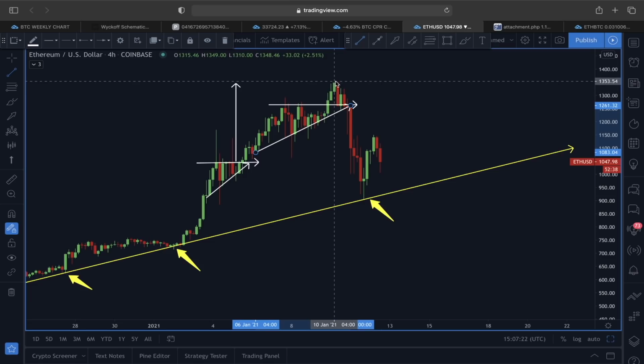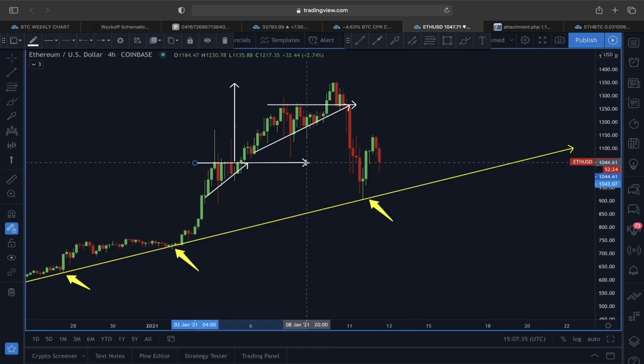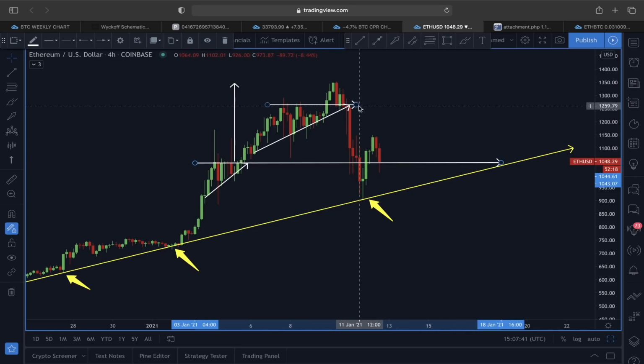We had a really nice breakout, but this was unable to continue further, and then you can see the downward movement, or this downward rally, follow right after that, right? But now, again, what I'm actually trying to show you here is that each and every trend line which has previously acted as a support and resistance could be another support for Ethereum at this current stage.